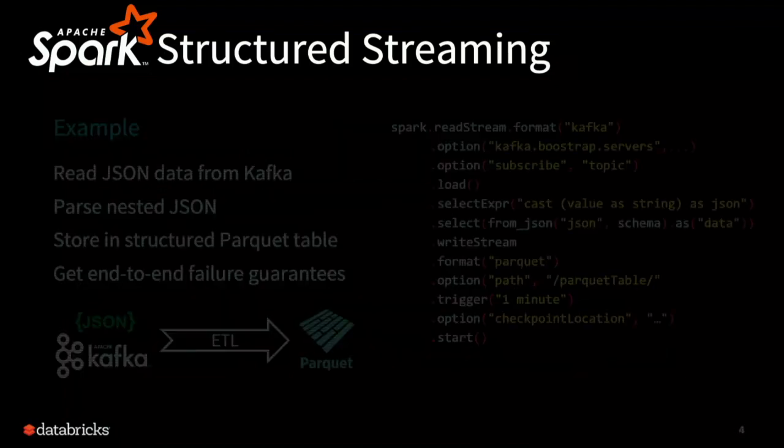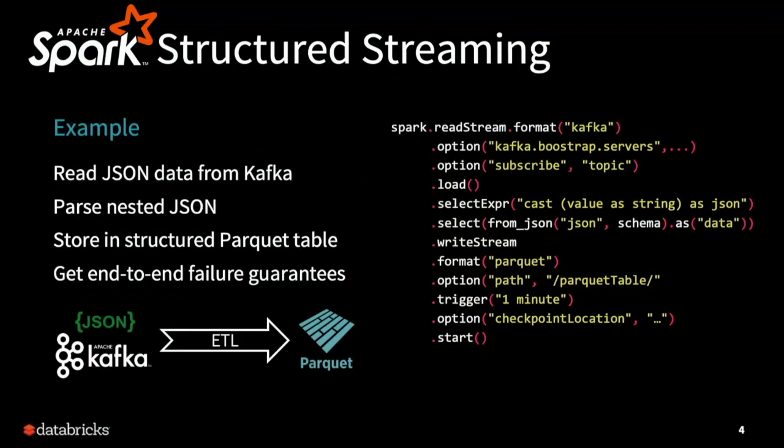So this is what it roughly looks like. Let's say you want to write a pretty common ETL pipeline where you're reading data from Kafka. This data is in a pretty complex nested JSON format. You want to parse the JSON into a proper schema and store it in a more structured data format like a Parquet table. And you obviously want end-to-end failure guarantees to ensure that none of your data is lost or duplicated.